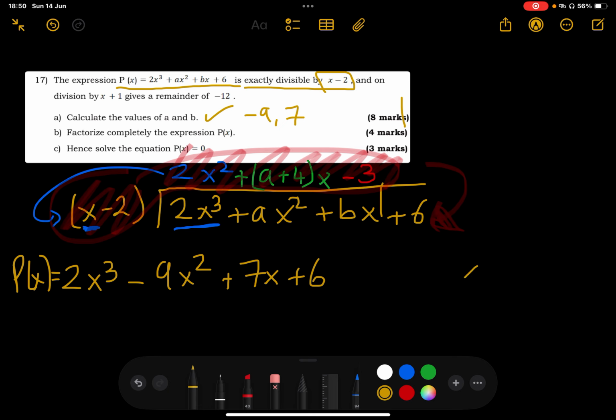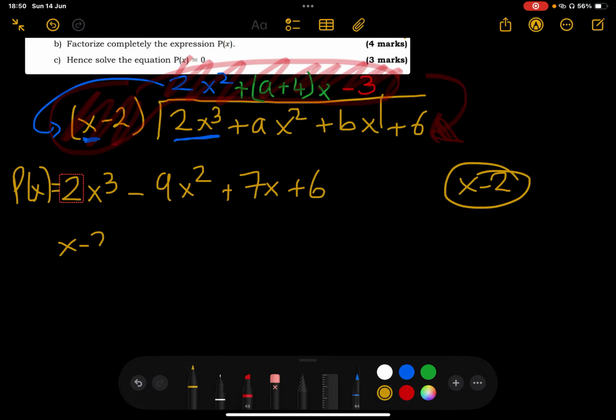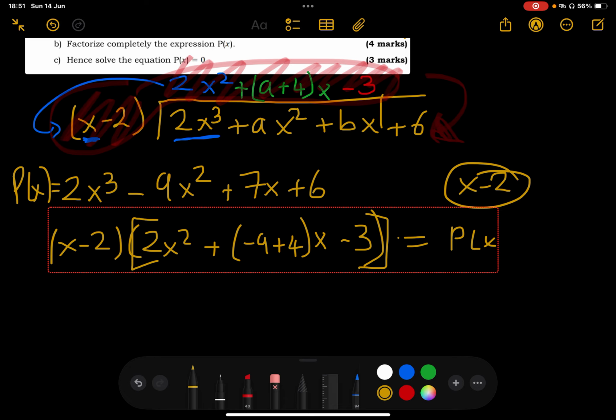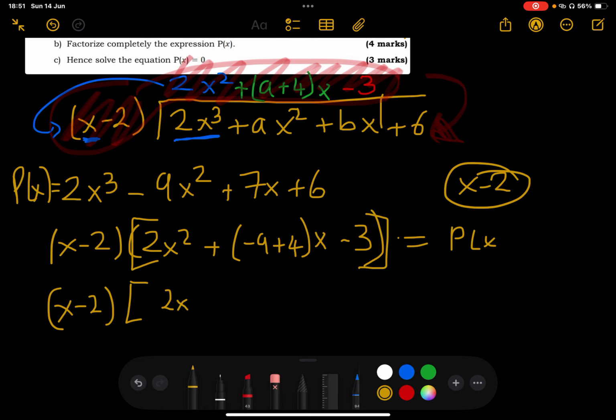Okay, and we know that x minus 2 divides in exactly, and also that x minus 2 times this thing on top, 2x squared plus, okay, a plus 4 will be minus 9 plus 4, x minus 3, right? So this bracket is here, right? This equals p of x, because that's what dividing in means, right? So x minus 2 times 2x squared minus 9 plus 4 is minus 5x minus 3 is p of x.